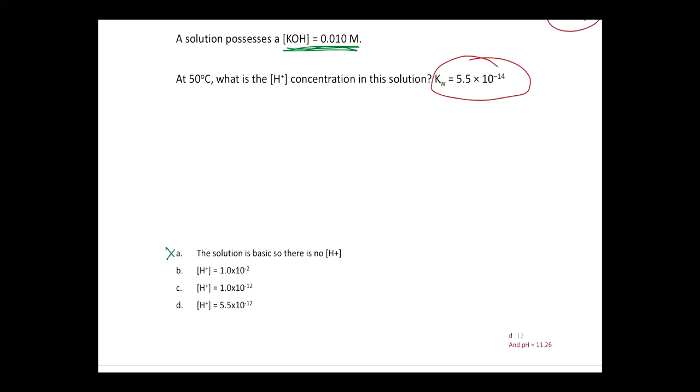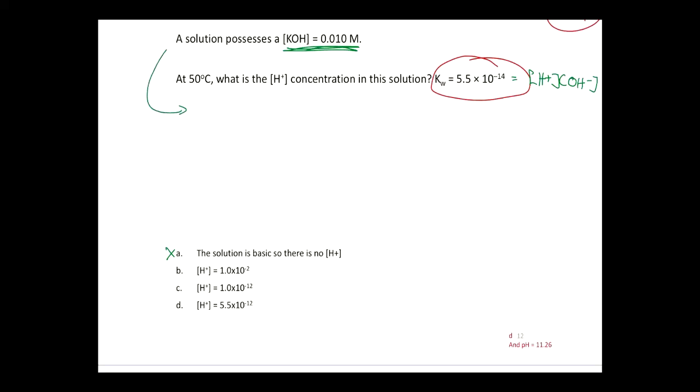Kw, which is equal to H plus concentration times OH minus concentration. This is an equilibrium that's always at play. There's always a little bit of H plus present. There's always a pH, there's always a pOH present in a solution, but in this one it's just a little bit different because we're not at 25 degrees Celsius.